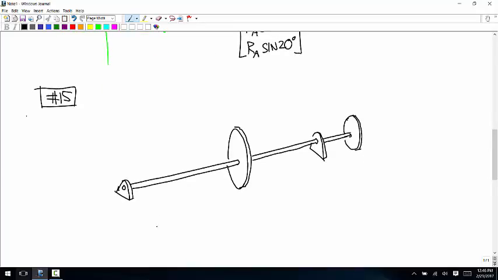And the distances, it's 4 inches between these two. And then 3 inches between that gear and the next pin joint. And then 2 inches from the pin joint to the little gear.